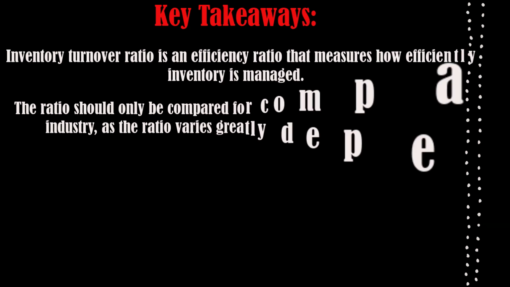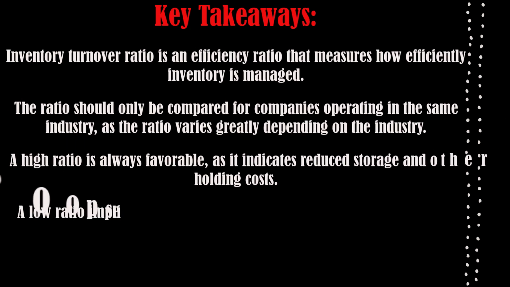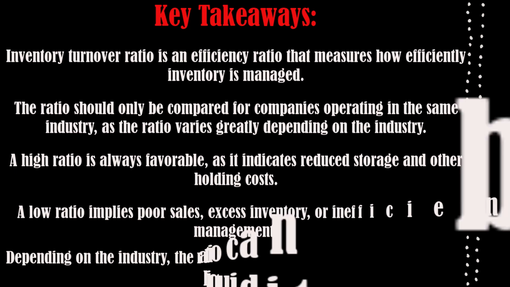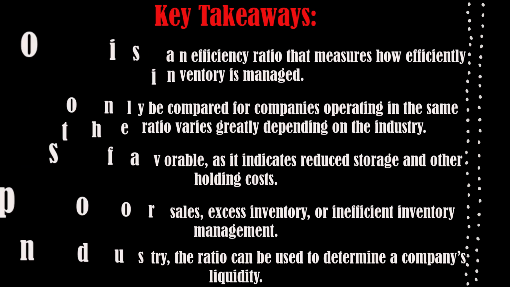We covered a lot today, so I'll quickly talk about the key things to remember about inventory turnover ratio. Inventory turnover ratio is an efficiency ratio that measures how efficiently inventory is managed. The ratio should only be compared for companies operating in the same industry, as the ratio varies greatly depending on the industry. A high ratio is always favorable as it indicates reduced storage and other holding costs. A low ratio implies poor sales, excessive inventory, or inefficient inventory management. Depending on the industry, the ratio can be used to determine a company's liquidity.